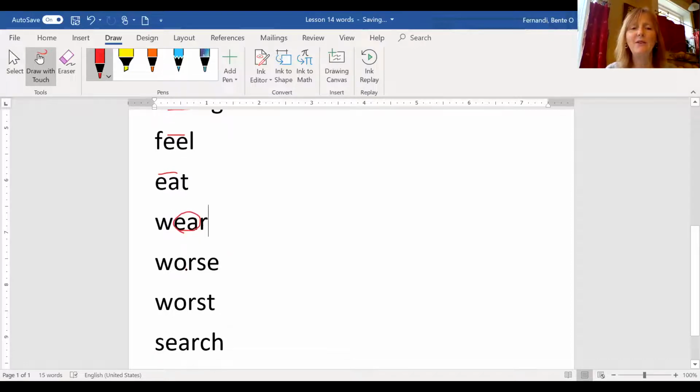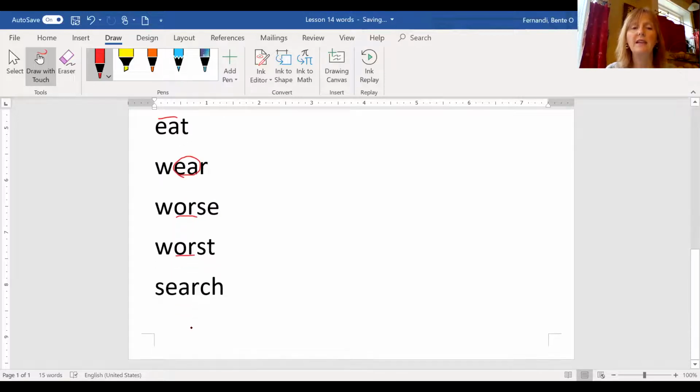And then here are those sounds that are spelled with OR. Worse, we already talked about these. Worst and search. Okay, those are some words to think about.